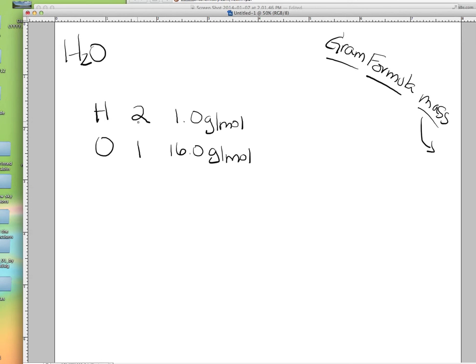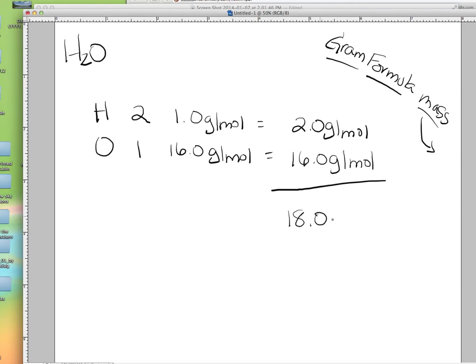We know that we have 2 hydrogens at 1 gram per mole apiece, and we have 1 oxygen at 16 grams per mole. So we're going to multiply those through so that we get the total mass of all the hydrogens. 2 times 1 is 2.0 grams per mole. And we have oxygen. We have 1 oxygen at 16 grams per mole. That's 16.0 grams per mole. It's nice, easy math, right? We don't even need a calculator. And then we're going to take those 2 numbers, nice and straight line. Make sure you do it nice and straight, just like I did. And then you're going to add those 2 numbers together, and we're going to get 18.0 grams per mole.